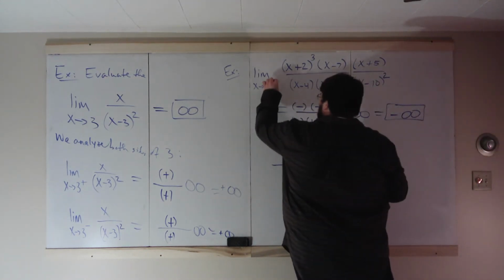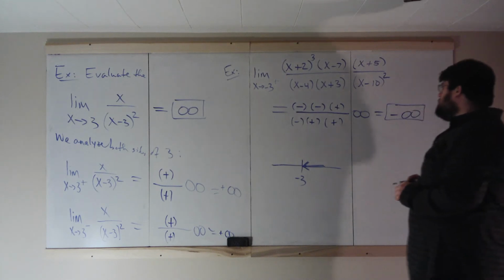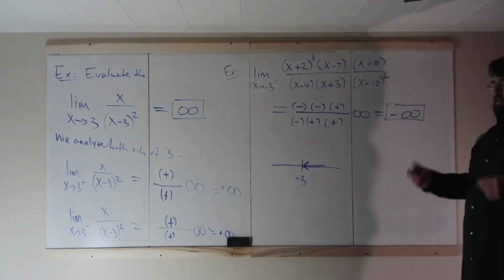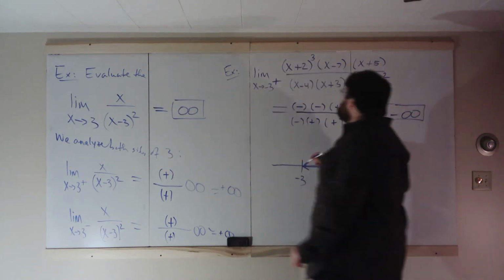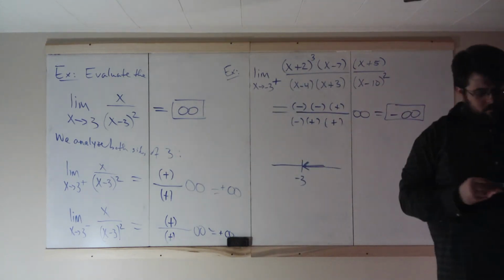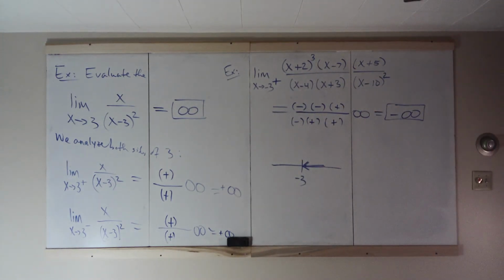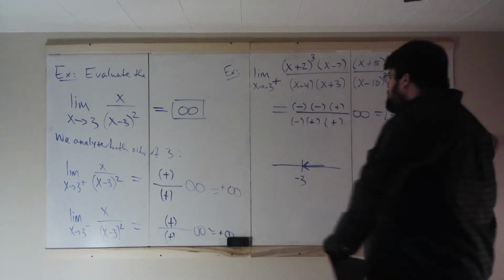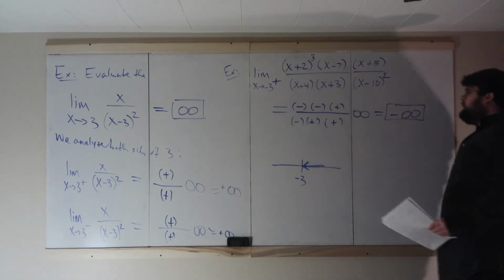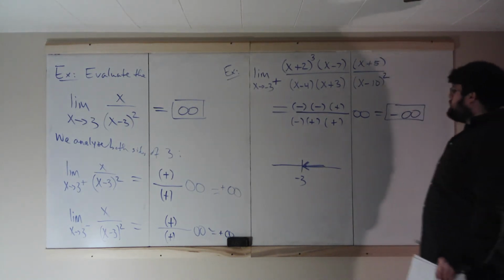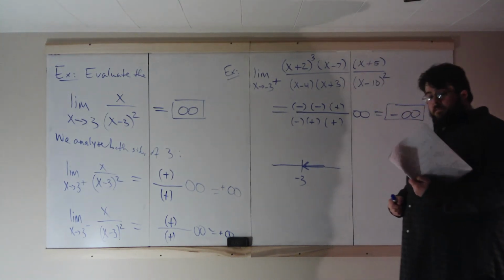You should check for yourselves. The limit on the left of negative 3 is positive infinity. So for these limits where we get a number over 0, you always want to check both sides, unless you're already checking one side. Then you don't even need to worry about what happens on the other side. You can go straight to the infinity analysis.